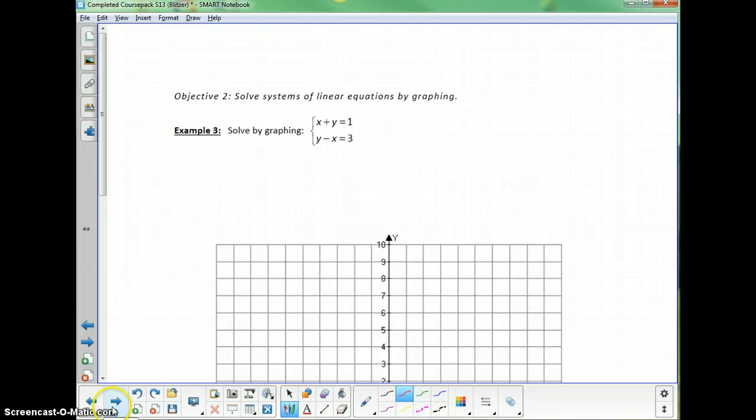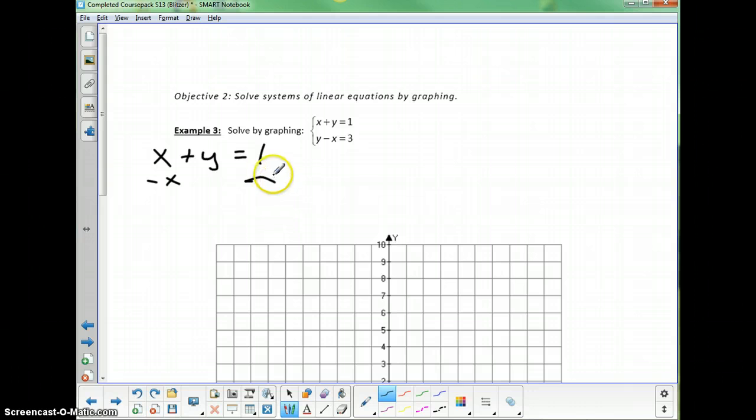Okay, we're going to do a similar thing in this next exercise. We are going to solve this by graphing. So I need to first graph the first line, then graph the second line. Before I can graph the first line, I need to rewrite it so that I can put it in slope-intercept form, or I need to solve for y.